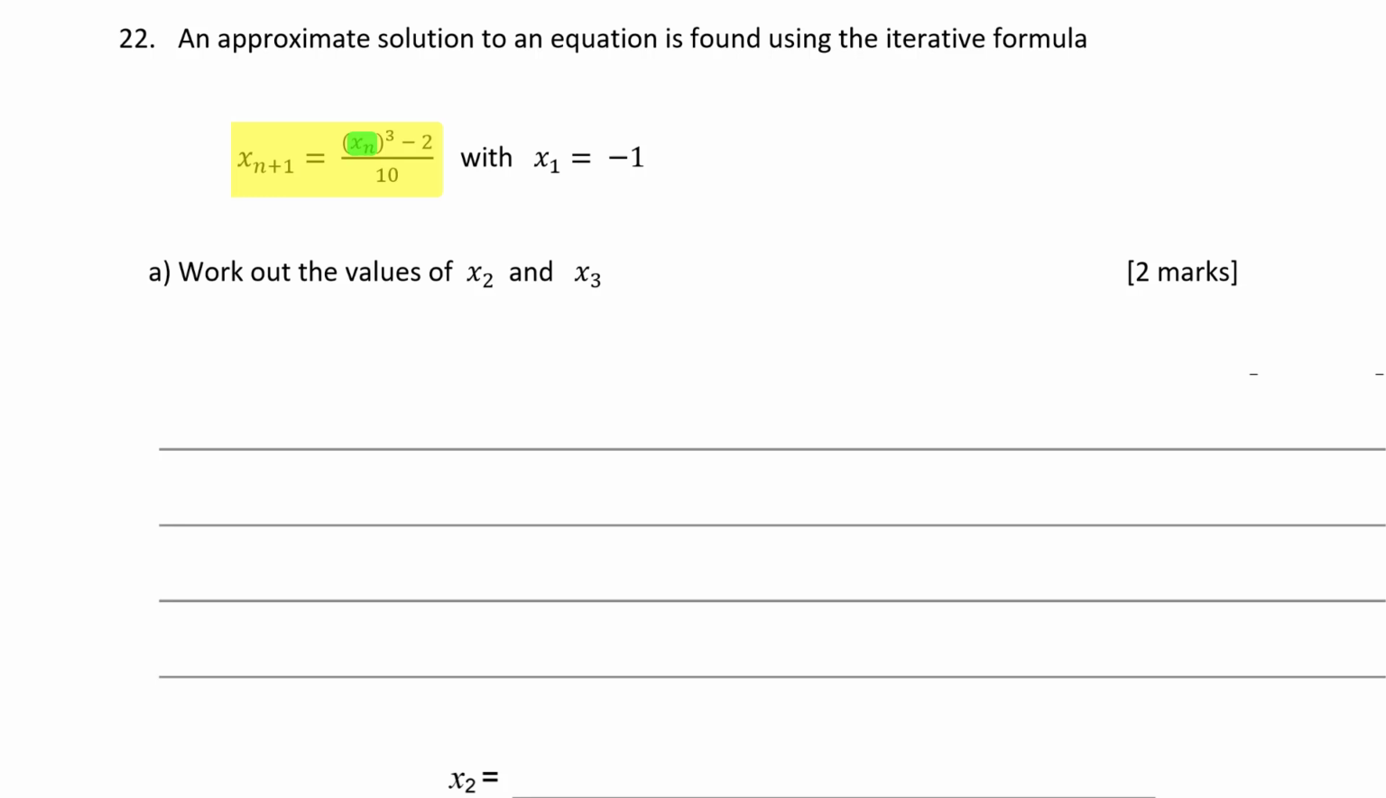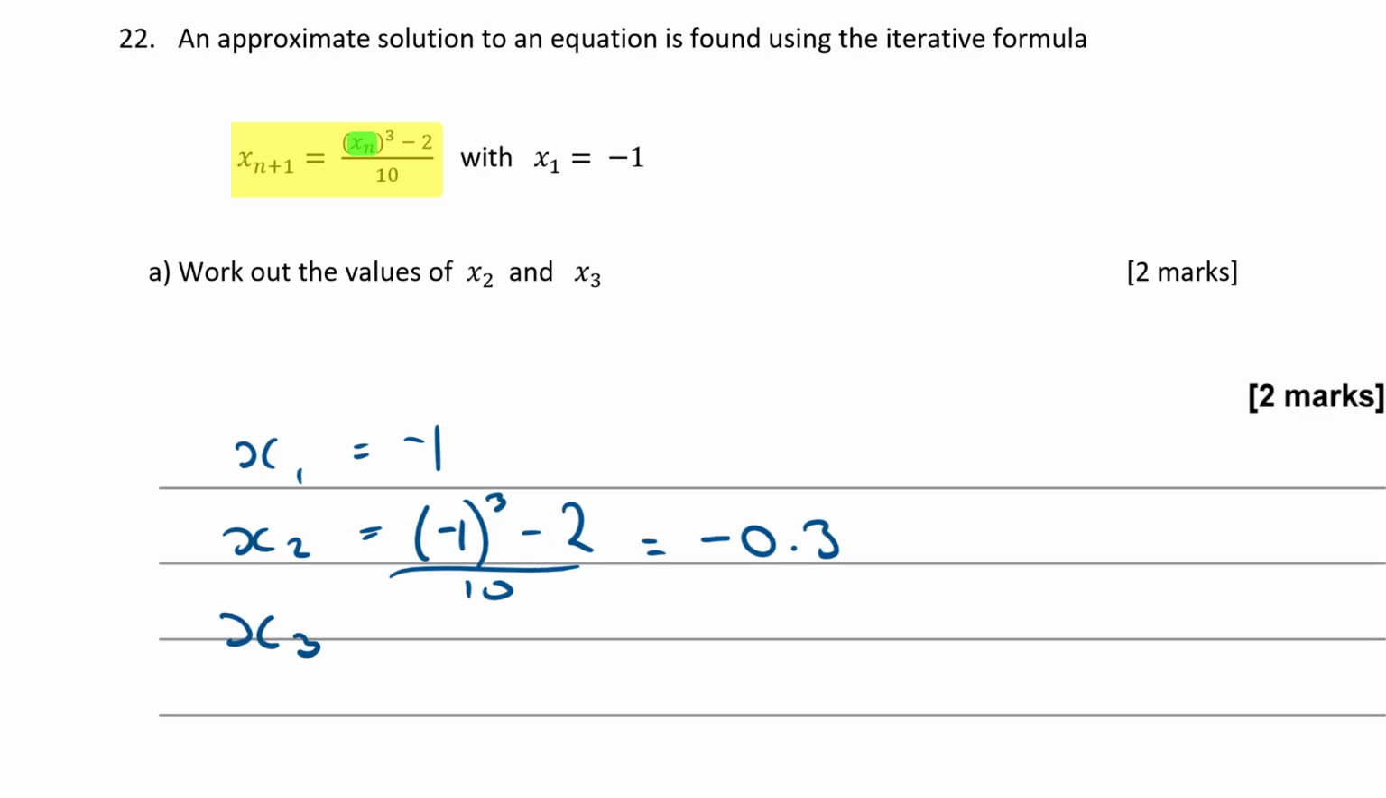So if x1 is equal to minus 1, like it says in the question, then x2 is going to be my x1 value, which is minus 1, all cubed, subtract 2, and then divided by 10, which is what? It is -1 cubed is -1, subtract 2 is -3, divided by 10 is -0.3 then, isn't it? Right, now x3 I'm going to get by taking minus 0.3 and cubing it and then subtracting 2 and dividing by 10. Now, I'm not going to be able to do that in my head.